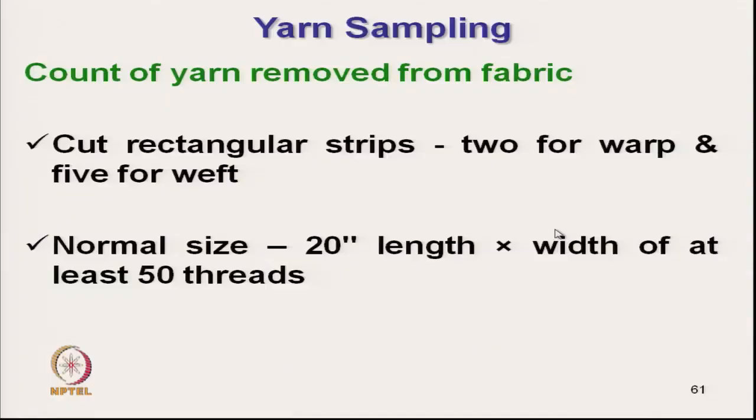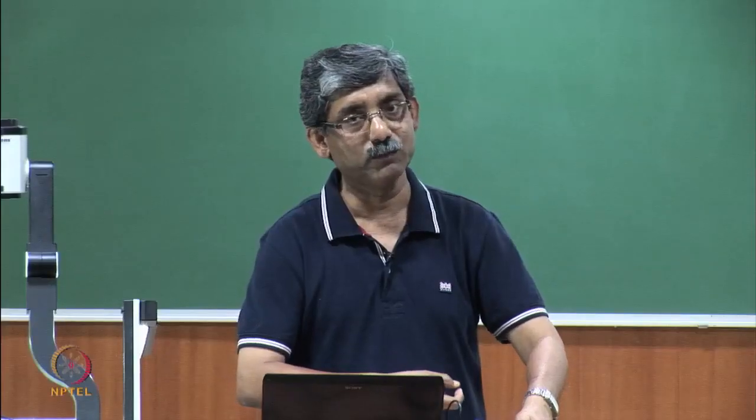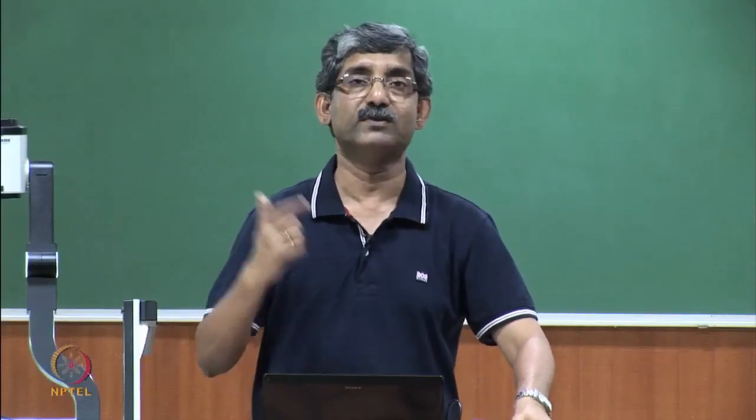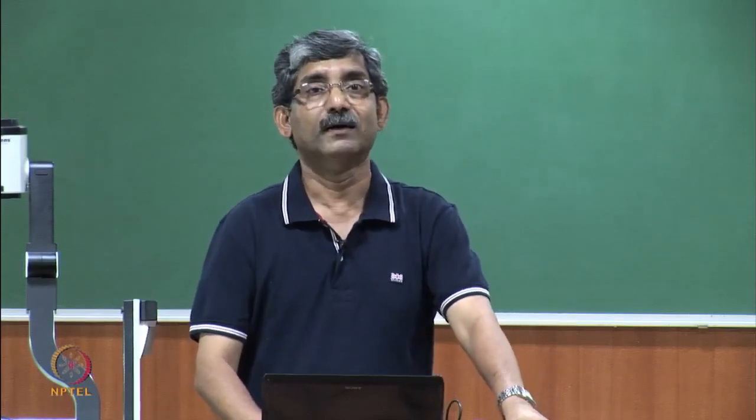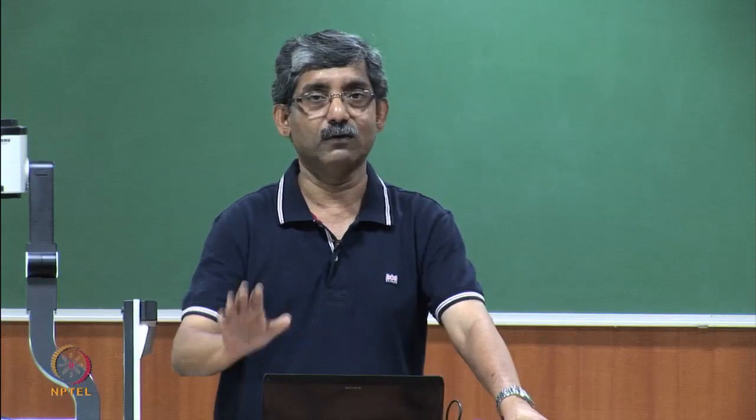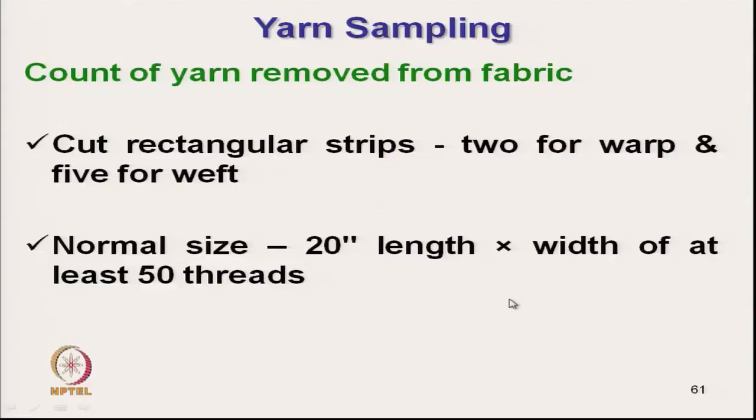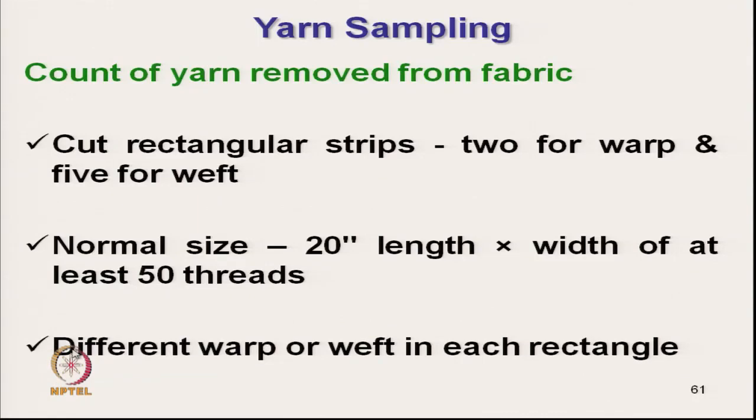What is the size? The normal size is 20 inches in length for measuring the count of yarn. So the length is 20 inches, and the width varies. At least from the width we should be able to take out a minimum of 50 threads, that is the width of the fabric. And the length should be around 20 inches, and different warp or weft in each rectangle, that is important.